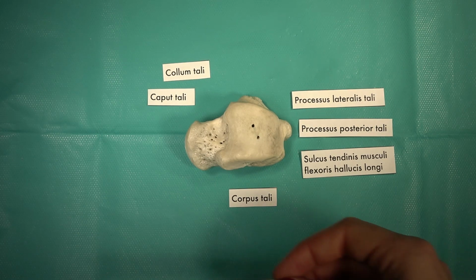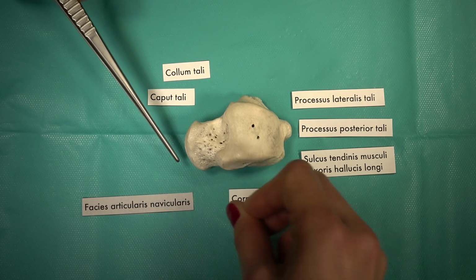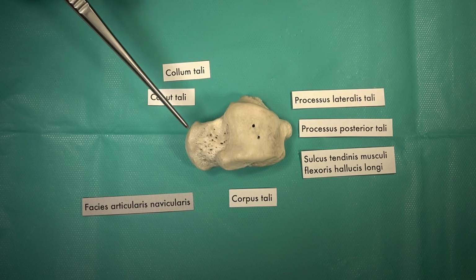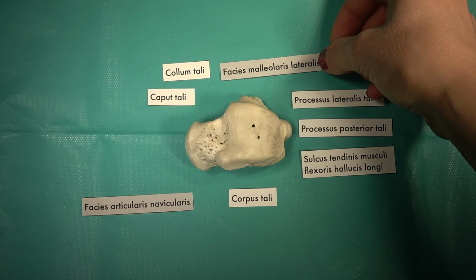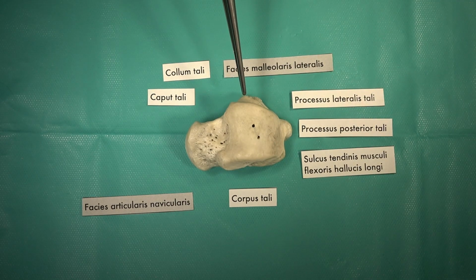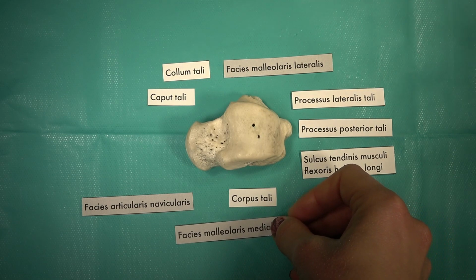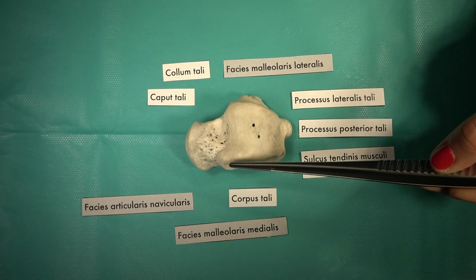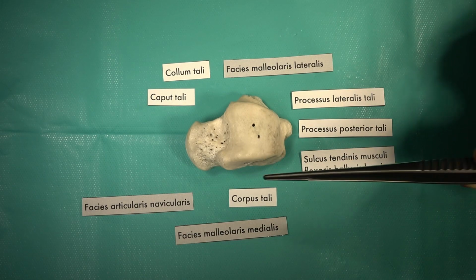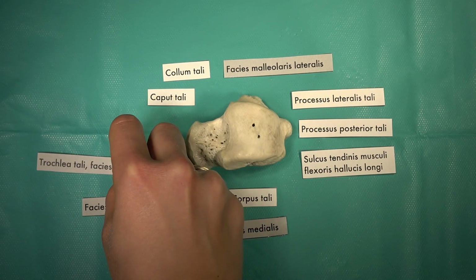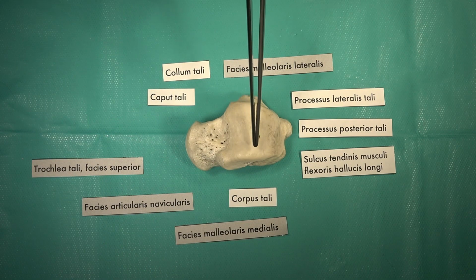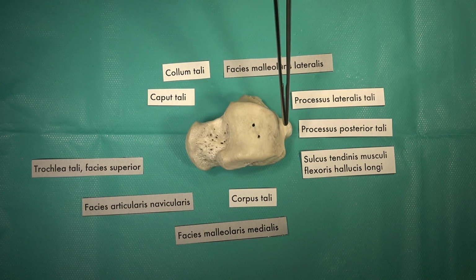Facies articularis navicularis, or articular surface for the navicular. Facies malleolaris lateralis, or articular surface with the lateral malleolus. Facies malleolaris medialis, or articular surface with the medial malleolus. Trochlea tali, facies superior, or articular surface with the distal end of the tibia.